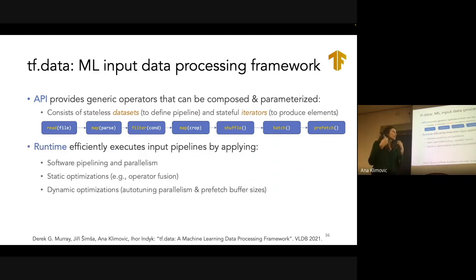And underneath the hood, the tf.data runtime, which is implemented in C++, takes this input pipeline, which is represented as a graph, and figures out how to run that graph most efficiently. And so it applies optimizations like software pipelining and parallelism. It can actually look at this graph and use a TensorFlow graph rewriter to do standard optimizations like operator fusion, vectorization, etc. And then auto-tuning is this idea of dynamically optimizing how many resources you give to different operators in this pipeline to try and maximize throughput.